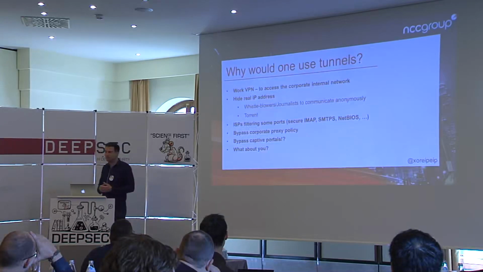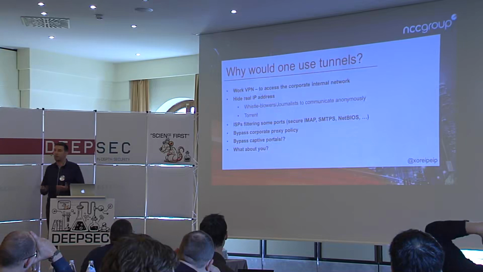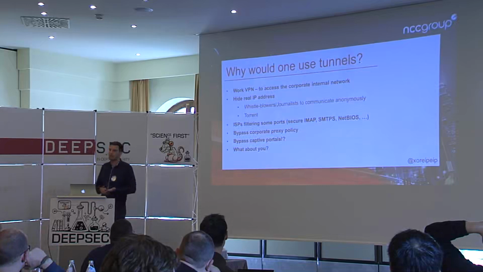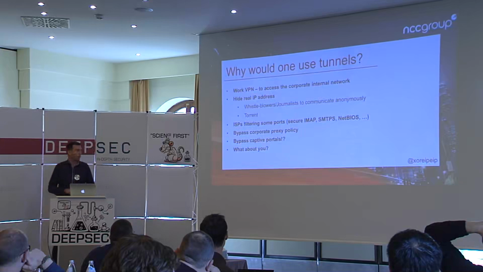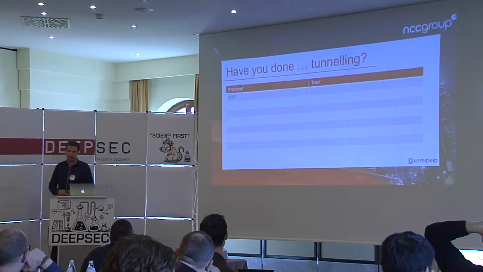I personally used VPNs for different reasons. For example, my ISP was filtering some ports, so I had to circumvent that. I set up an OpenVPN on my server and went over that, so I had full access to the internet without any filtering. But usually with VPNs or tunnels, you can bypass corporate proxy policies or captive portals. There are many other reasons why you would use VPNs, but this is just a few.